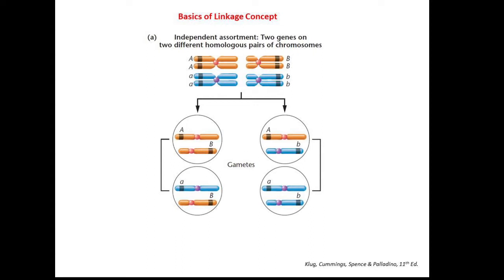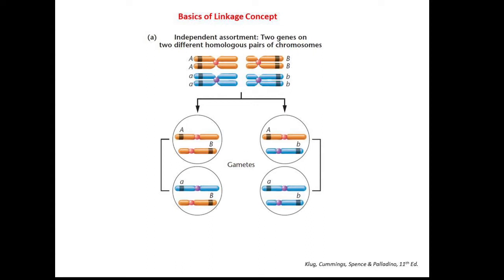In this picture of independent assortment, two genes on two different homologous pairs of chromosomes are shown. On one side, there is gene A with two forms, capital A and small a. Gene B has two forms, capital B and small b. Capital A and small a are alleles of each other, and capital B and small b are alleles of each other. These alleles are present on two different homologous chromosomes.